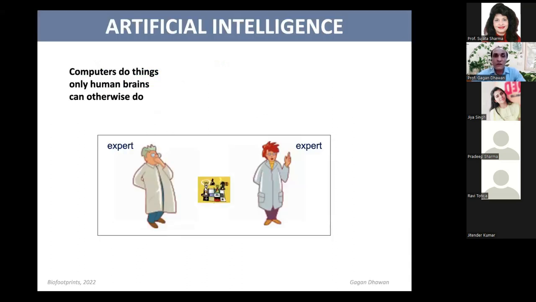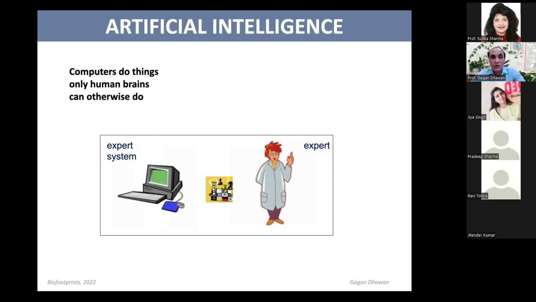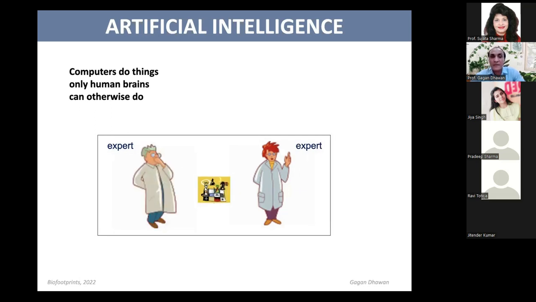So now moving further, I have just introduced you to what drug discovery is because I don't want to waste much of the time on drug discovery. Now I have to brief you what artificial intelligence is, what machine learning is, what is the difference between the two, then proceed to how to move further. So you all know computers can do things which only human brains can otherwise do, because computers cannot do anything unless you train them, you tell them what to do.